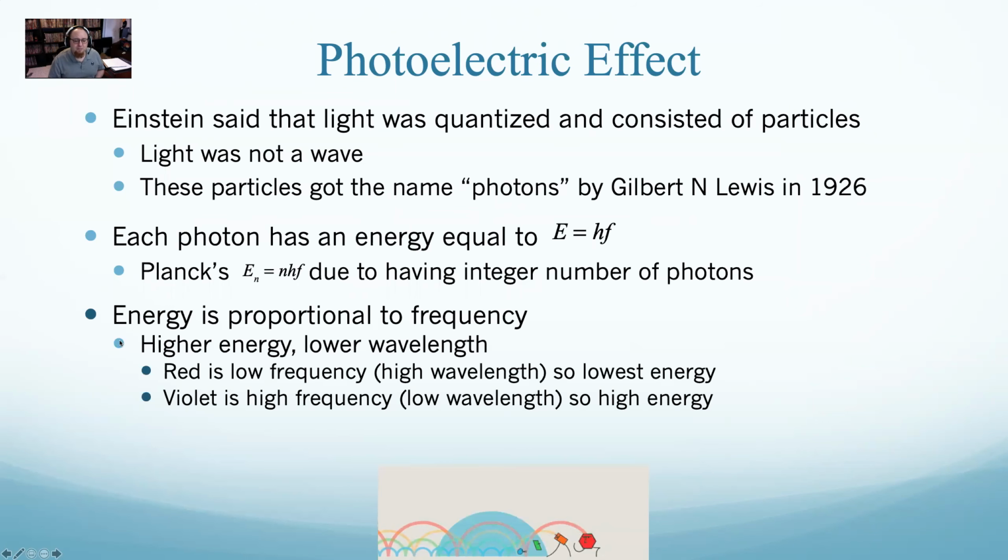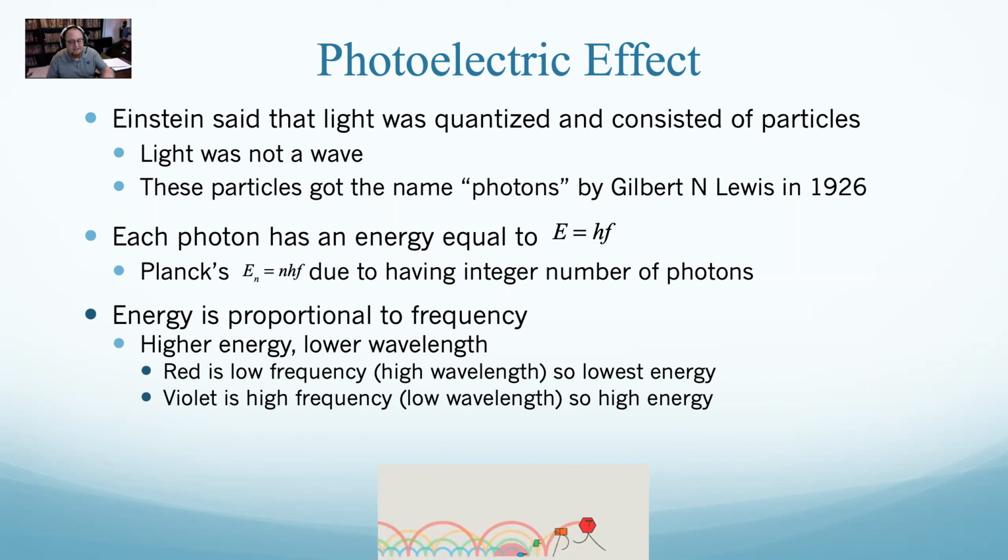And that energy is proportional to frequency. The lower the wavelength, the higher the energy. Red has low frequency, high wavelength. It's taking real big steps when you want to look at it this way, and therefore is using low energy. But this blue little guy has to use a lot of energy to keep up, since everyone travels at the same speed. That's going to be high energy. So high frequency or low wavelength, like blue, is high energy. Red, which is high wavelength, low frequency, is low energy.